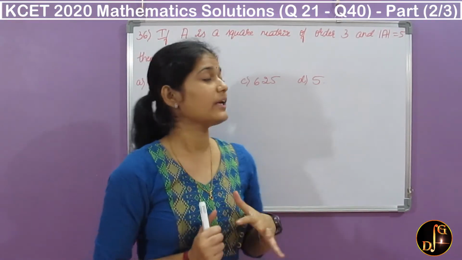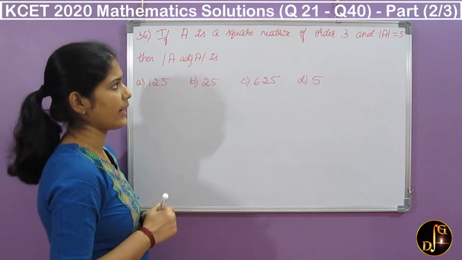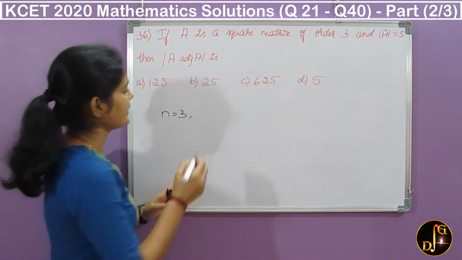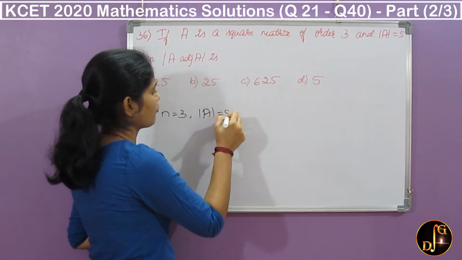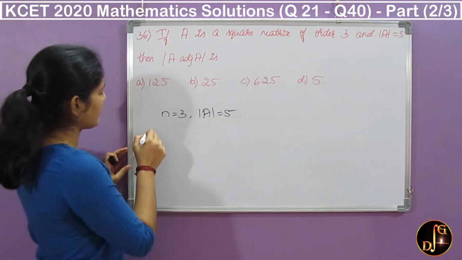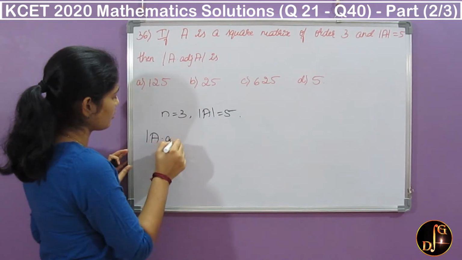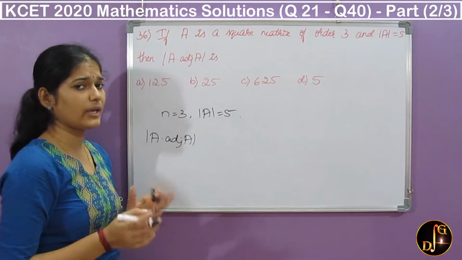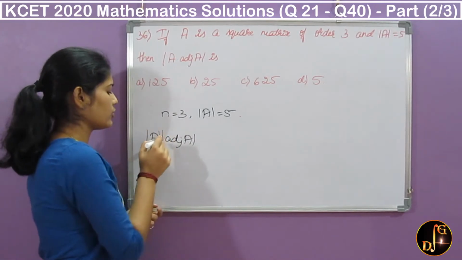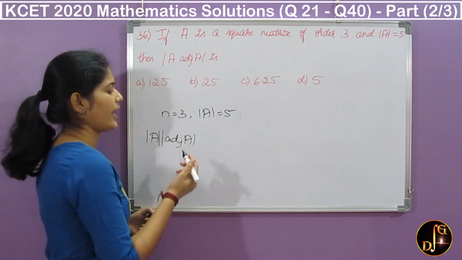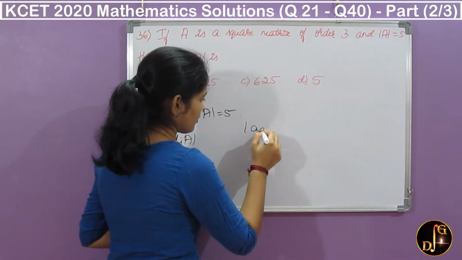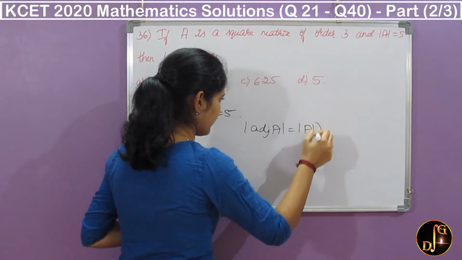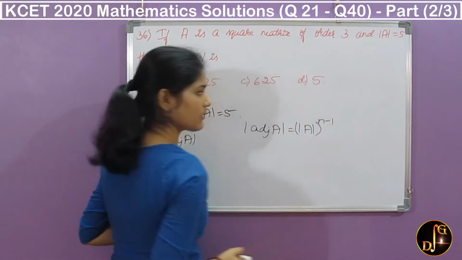In this problem, it is given that A is a square matrix of order 3, that means n is equal to 3, and determinant of A is 5. Then we have to find the determinant of A into adjoint of A. We know that determinant of AB is nothing but determinant of A into determinant of B. And also we know that determinant of adjoint of A is equal to determinant of A power n minus 1.